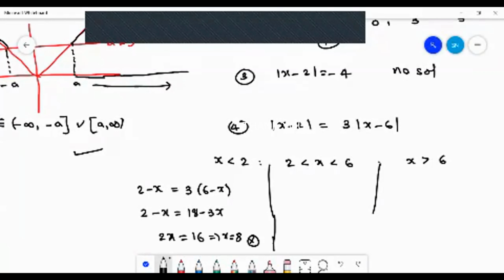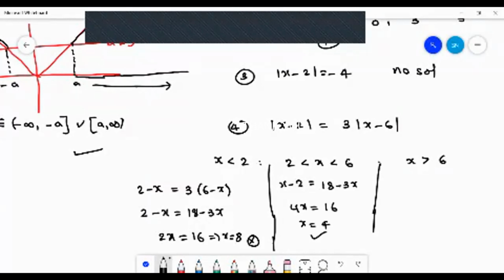When 2 is less than x less than 6, x is more than 2, so x minus 2 is positive, this is x minus 2. And x is less than 6, so this is negative, 18 minus 3x. So what you can write here, 4x is equal to 16, x is equal to 4. Yes, 4 lies in between 2 and 6. This is one of the solutions.